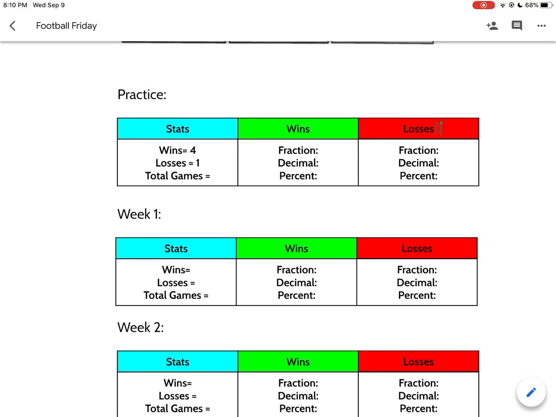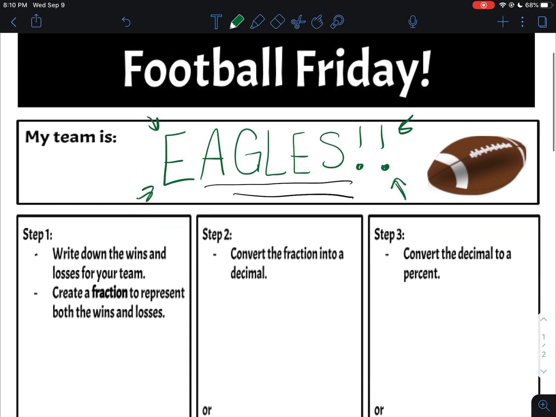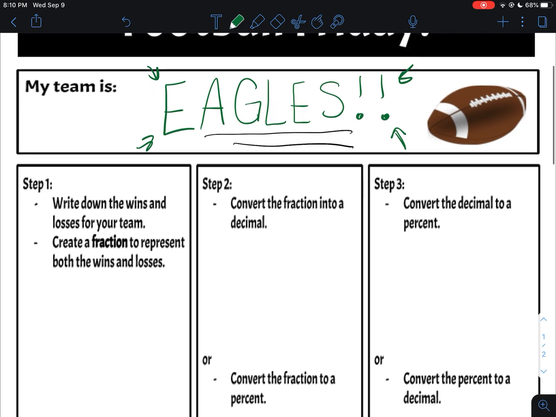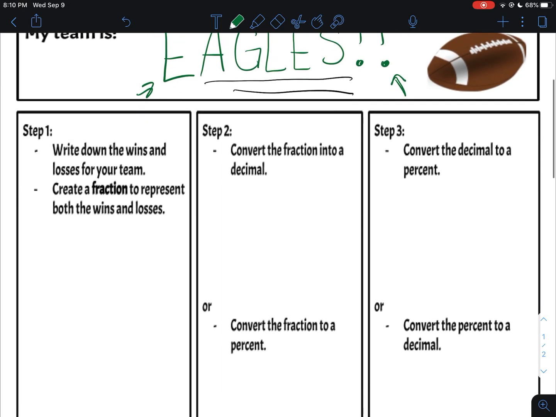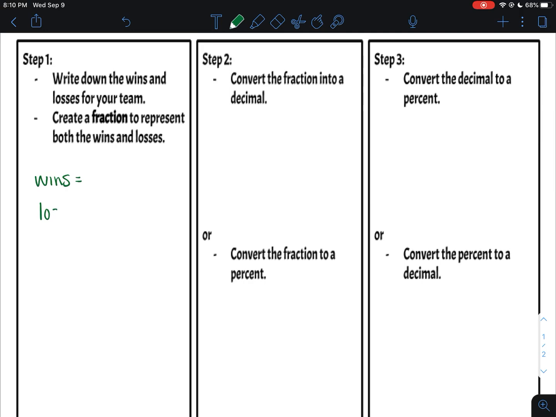Now to the actual math part of it. The first thing you're going to do when you're doing football is figure out how many games your team has won and how many games your team has lost. That's step number 1. I always write down wins equals and then losses equals. The Eagles obviously are the best team, so I'm going to say the Eagles have won 3 games. And sadly, they did lose 1, but we all lose every now and then. It's okay.